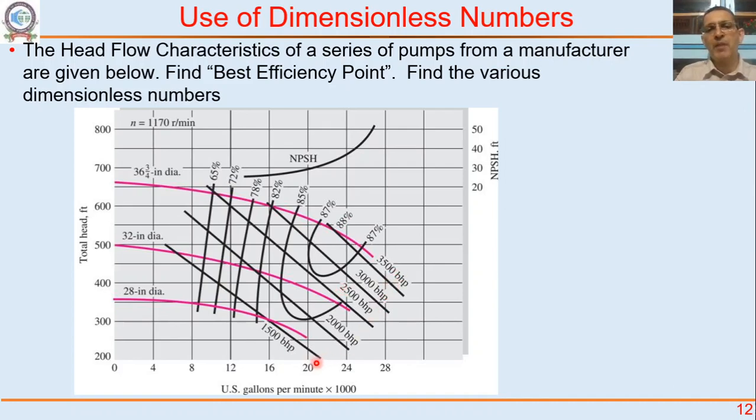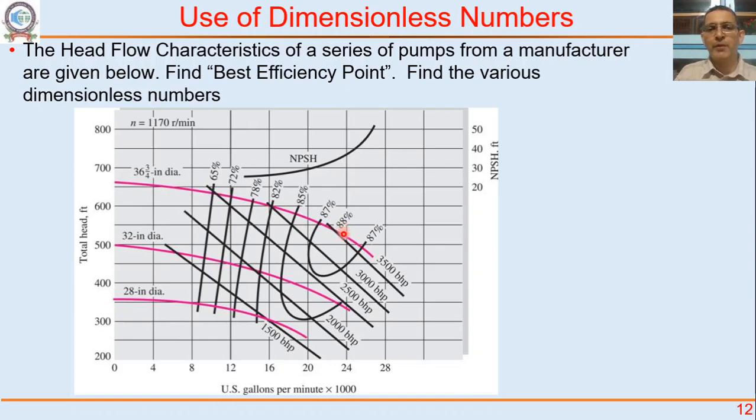And these are the different powers that the pump will require. 1500 brake horsepower means 1500 HP. 1500 HP is like 1000 kW. 2000 horsepower is like 1500 kW. 3000 horsepower is like 2100 kW. 3500 horsepower is like something like 2500 kW. Okay, so what is the best efficiency point for this case?